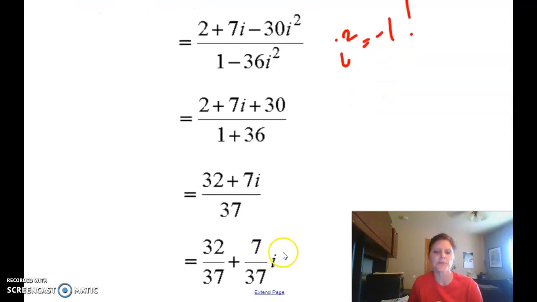So most of the time, you're going to see your homework or a textbook asking for a nicer form, a plus bi form. That just means I separate out. So 32 over 37, the real part, plus 7 over 37 i, the imaginary part.